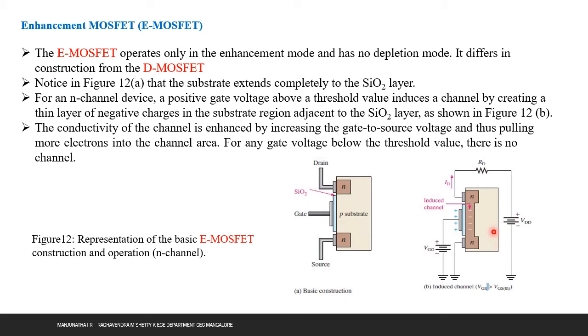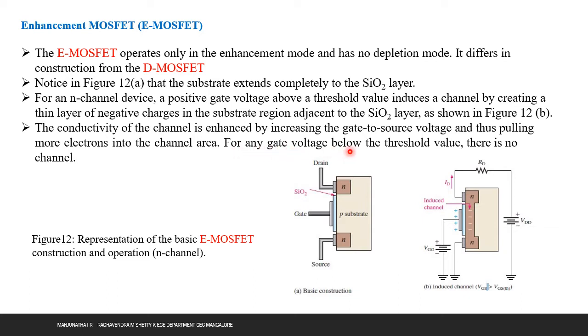So because of it, negative charges are created in the N channel. The title is given as Figure 12, a representation of the basic E-MOSFET construction and operation of N channel. Okay. So next, the conductivity of the N channel is enhanced by increasing the gate-to-source voltage, and thus pulling more electrons into the channel area.